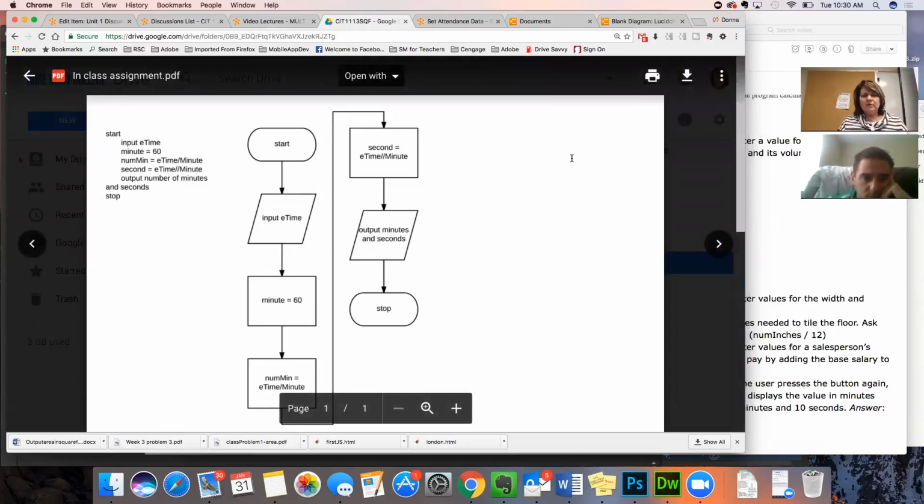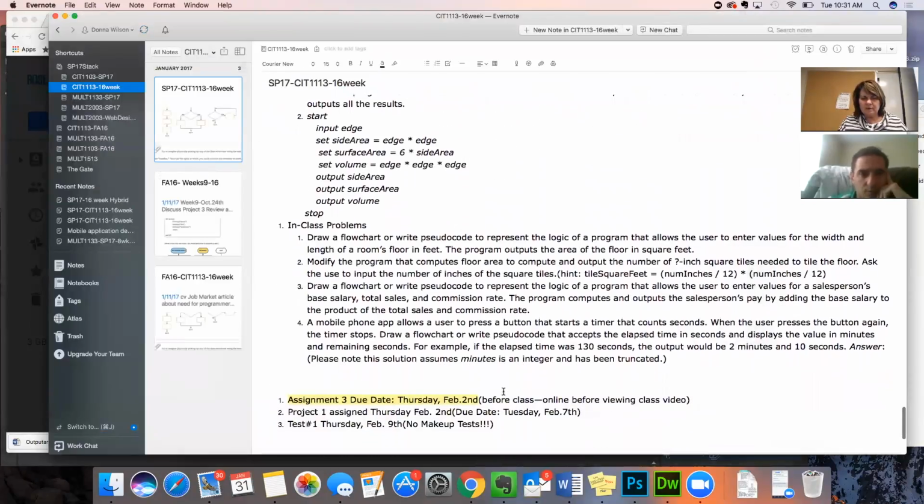Okay, so what was really confusing for them on problem number 4 is this: it says a mobile phone app allows a user to press a button that starts a timer that counts seconds. That statement you don't even need to answer the problem; it just explains why you want this problem. When the user presses the button again, the timer stops. Those two statements you don't actually use in the problem.